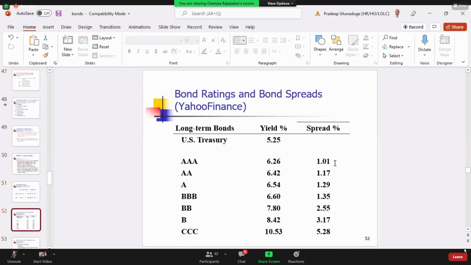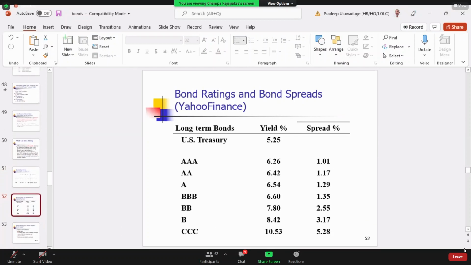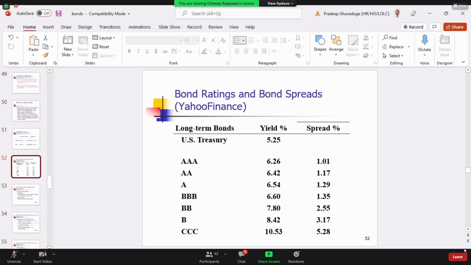Down the line, you see the spread increases as the bond rating declines. The risk premium increases when the rating of the bond decreases, which is quite natural because you have to cover the risk. The required rate of return is the real rate plus the risk premium, so the risk premium has to be more for the risky ones.